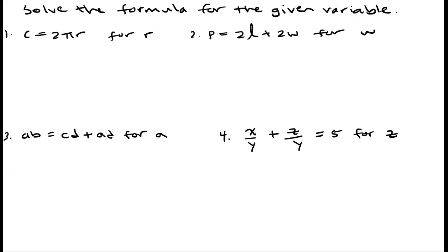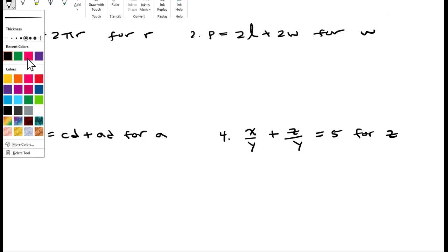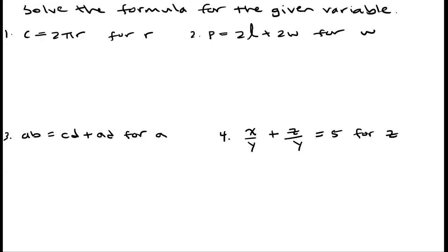All right, so for these ones, we need to solve for the given variable. For the first one, we have C equals 2 pi r. We just want to solve for r. We're going to get r by itself. So what do we do there? Do we subtract r from both sides? What is the operation happening between 2 pi and r?